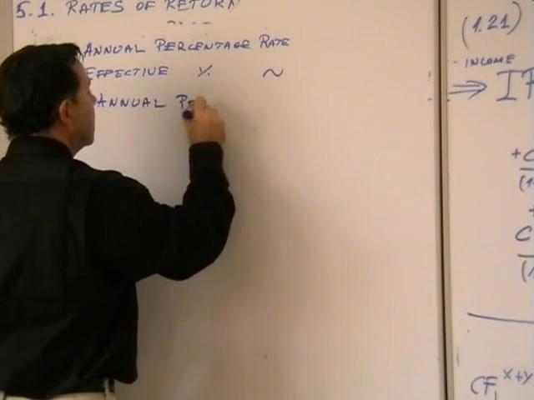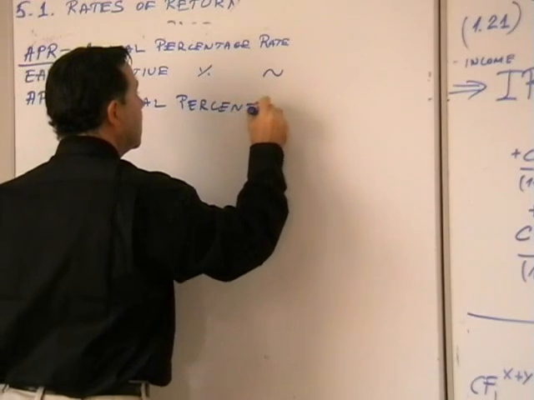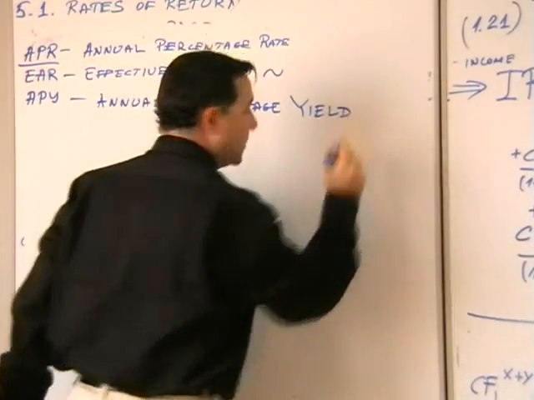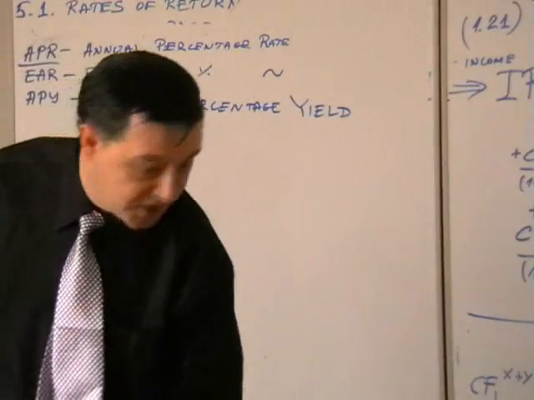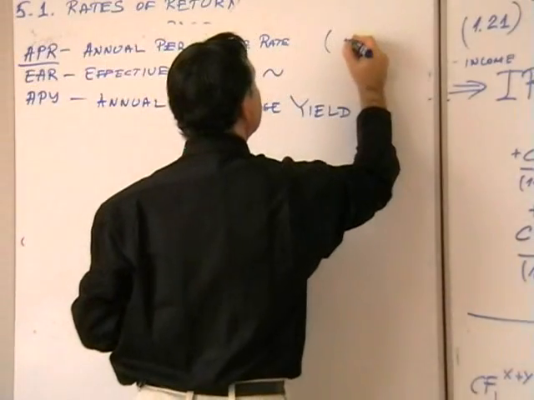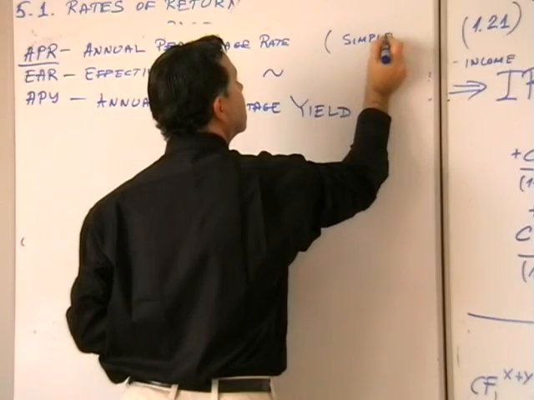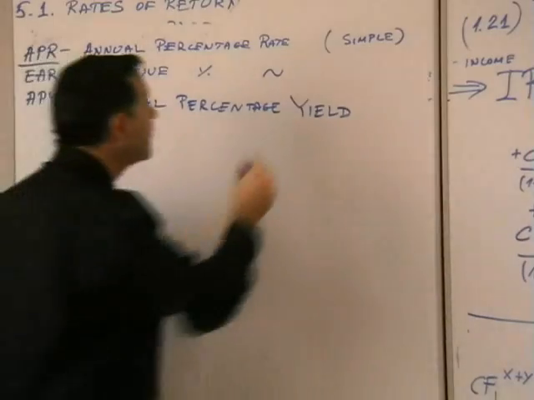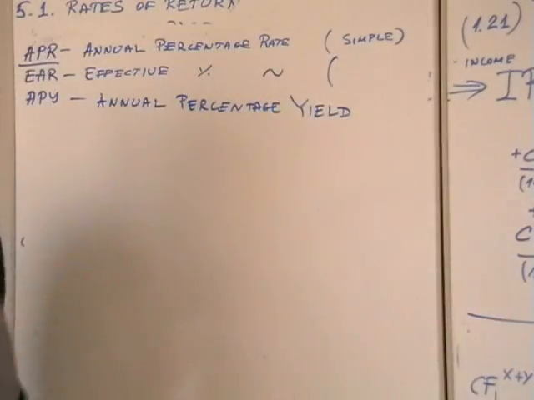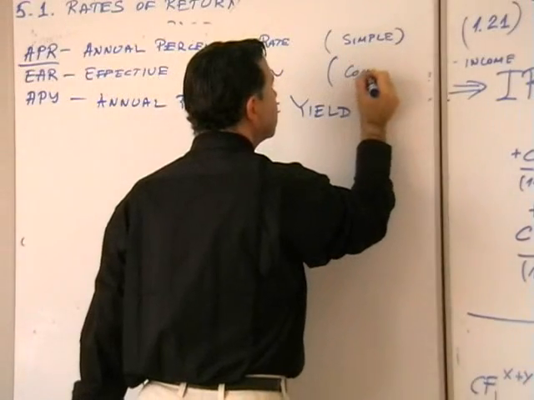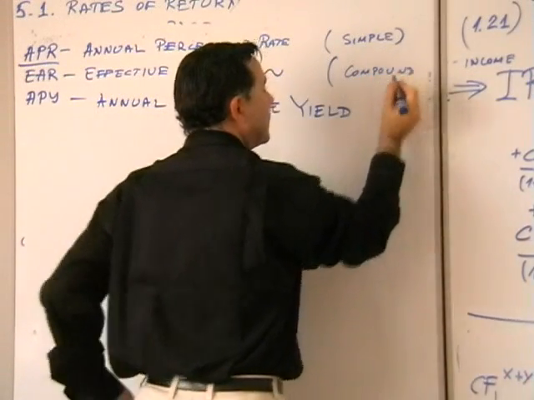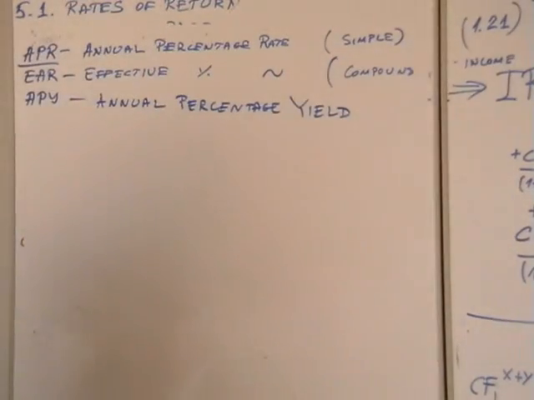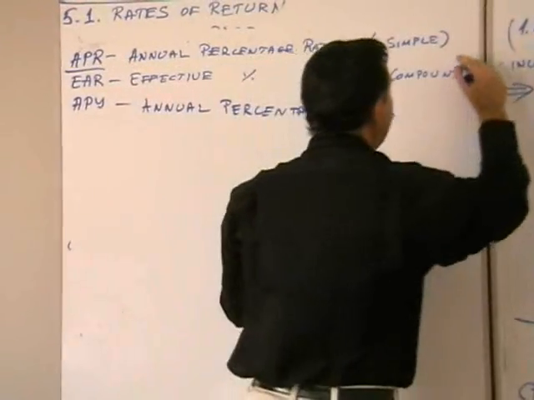Annual percentage yield. So what is characteristic for the first one is that it uses simple averaging, especially for month to month to month. The effective is using compound.